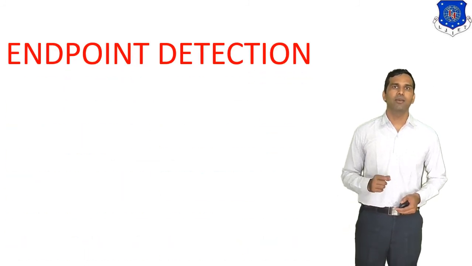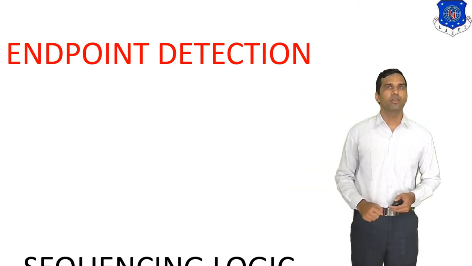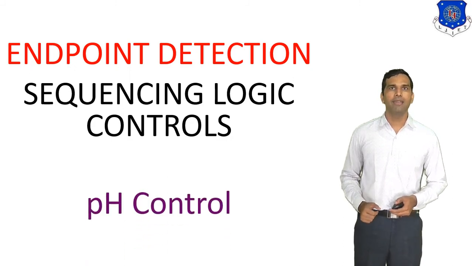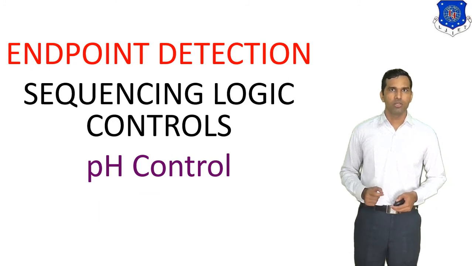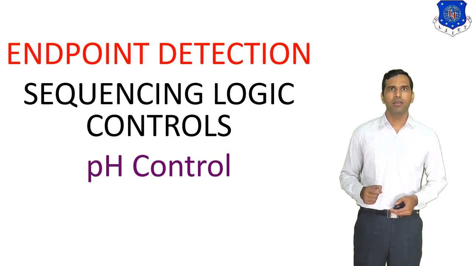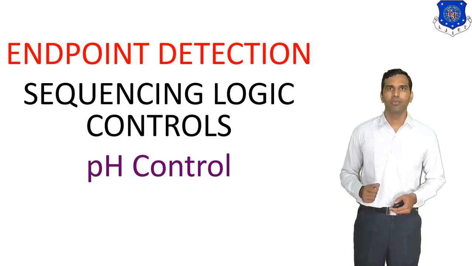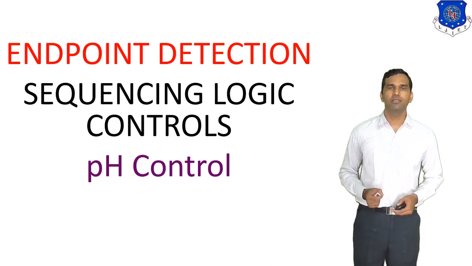So in this lecture we discussed first the endpoint detection system. Then we discussed the sequencing logic control, and last we discussed the pH control system. So this is chapter number 4, reactor, and in this chapter we discussed the main important topics of this chapter.